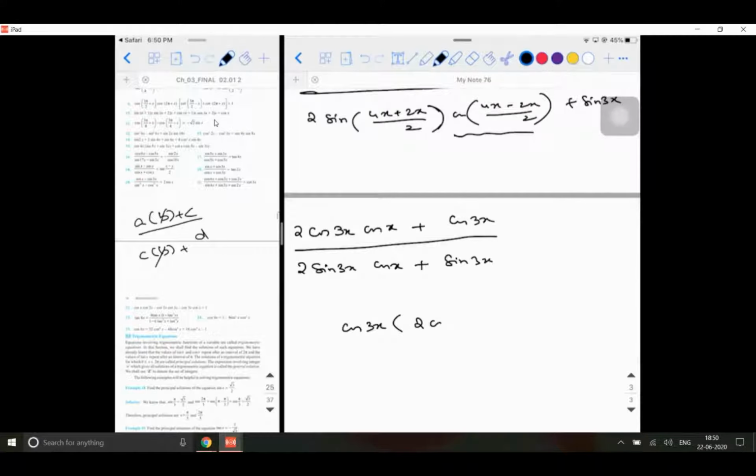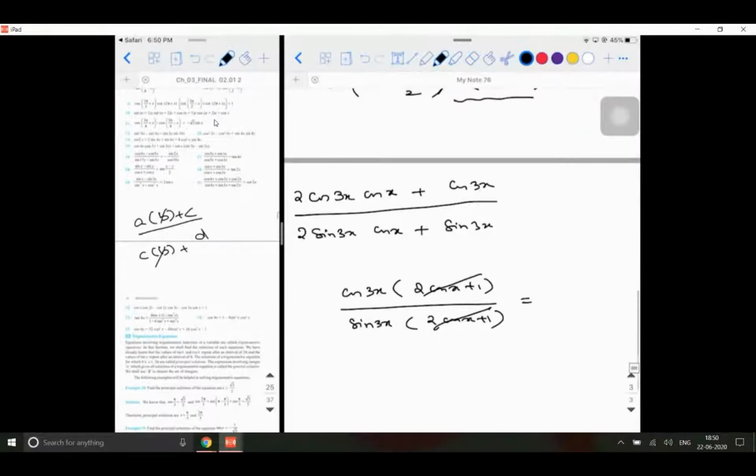What do I have inside then? 2 cos x plus 1, divided by the denominator. I can take sin 3x common, then I am left with 2 cos x plus 1. Now I can cancel 2 cos x plus 1 and 2 cos x plus 1. So what are you left with? You are left with cot 3x. So that is what you are asked to prove.